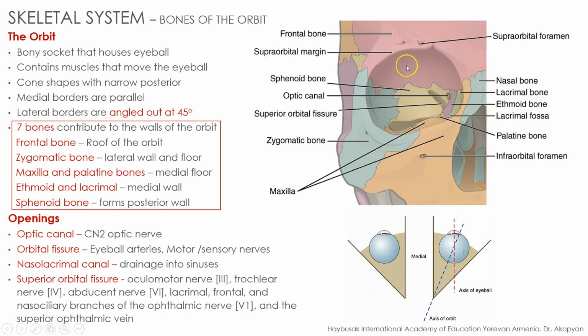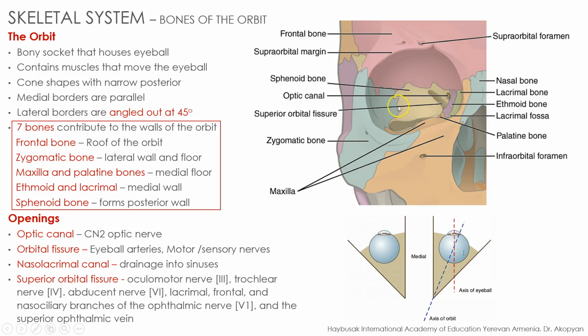The roof of the orbit is the frontal bone. The zygomatic bone forms the lateral wall and part of the floor of the orbit. The maxilla and the palatine bones form the medial floor of the orbit. The ethmoid and lacrimal bones form the medial wall of the orbit, and the sphenoid bone forms the posterior wall of the orbit.